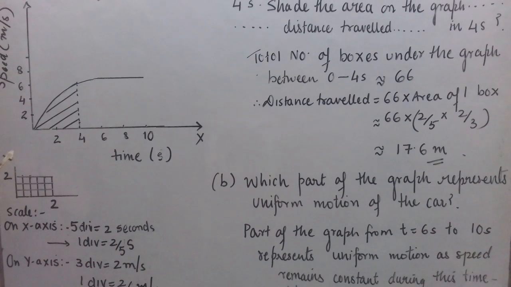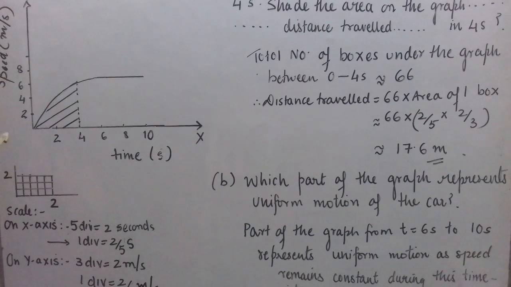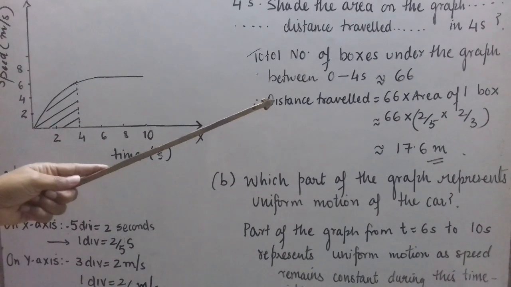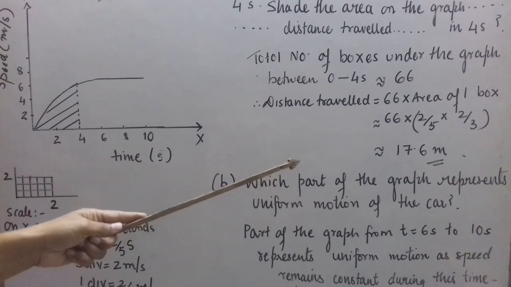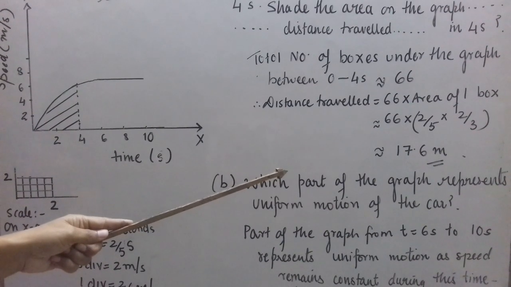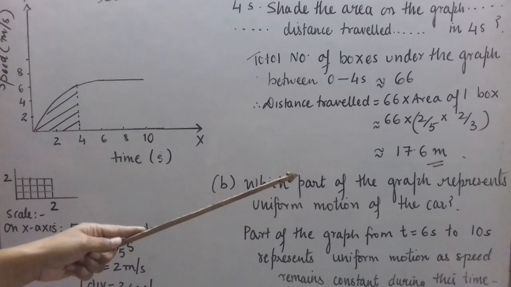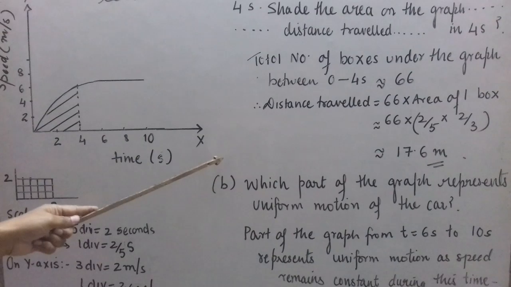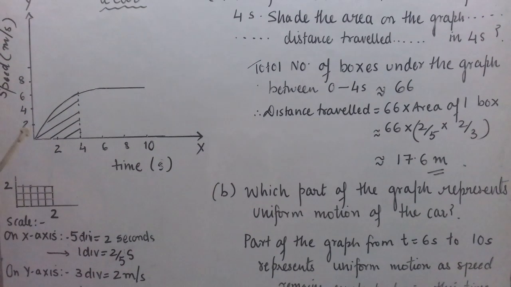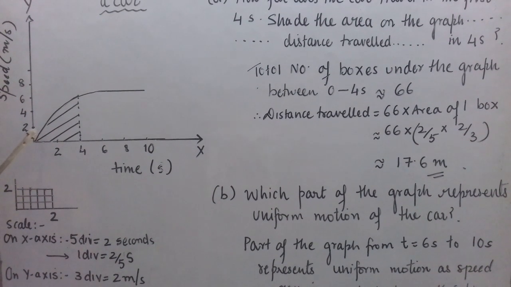When you count the number of boxes, maybe 1 or 2 boxes are less or more than this number, then you can get the approximate answer. Approximately it should be closer to 17.6 meters only. I hope you have understood this. But it is a very time consuming process.